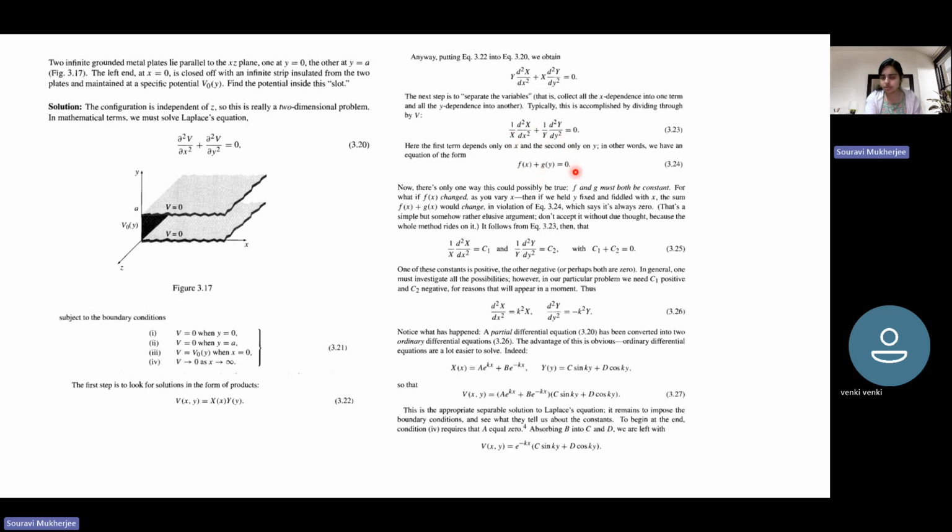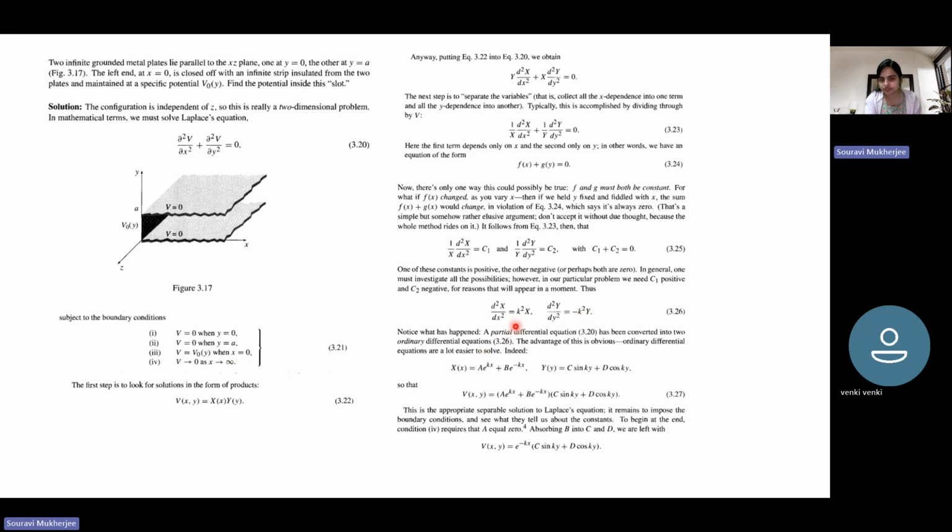Now, for this to hold for all values of x and y, each of them has to be individually constant. And because of that, we consider one to be C1, another to be C2. So C1 plus C2 should go to 0. Now this constant, we take up a form of k squared. Why k squared? Because of the mathematical simplicity that it will bring into our solution. Which one to choose, out of x and y, to have the constant corresponding to a positive value and which one will have minus k square, depends on the boundary condition.